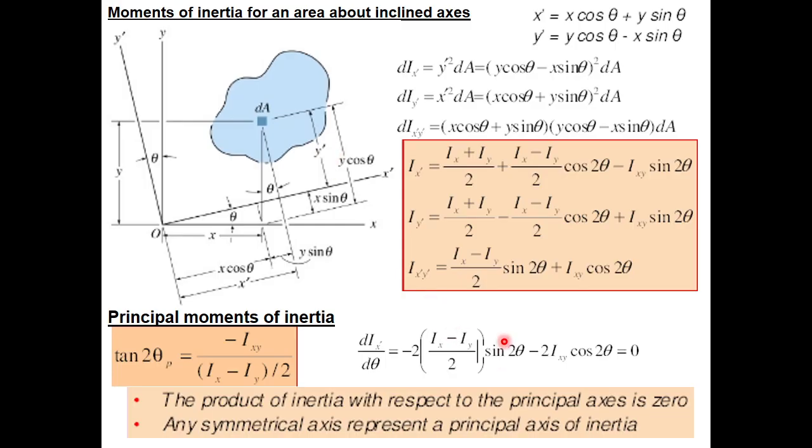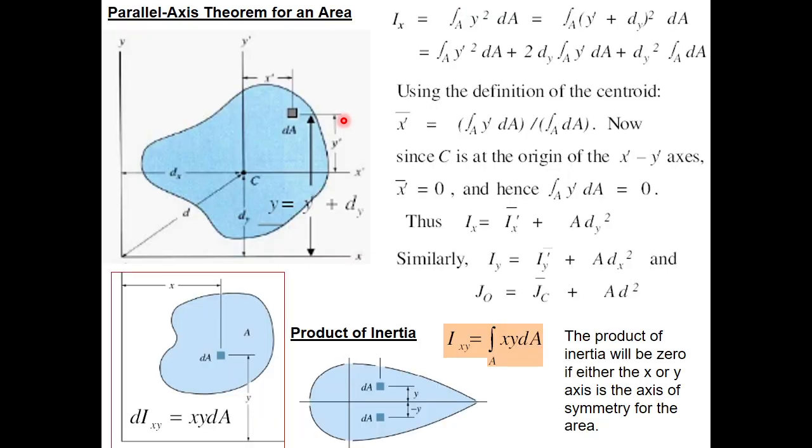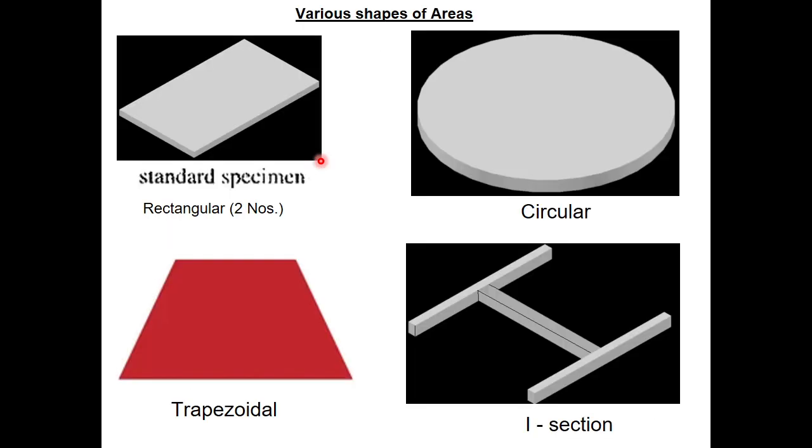That part I am not going to discuss here. For a general orientation of the coordinate axis, x, y rotated to x prime, y prime, the moment of inertia is calculated, and then a derivative of that with respect to this angle is taken, and then you can find the direction of your principal moment of inertia. But what we know is that these are irregular shapes, but our shapes are not that irregular. We will be carrying out our experiment for this type of shapes.